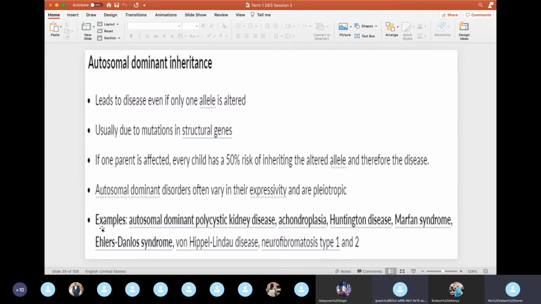Do I need to know the examples of autosomal dominant inheritance? Yes, right? So look at the examples of the diseases. Tell me something that you've discussed. Did you talk about ADPKD, autosomal dominant polycystic kidney? No. Achondroplasia? Yes, we did. So what is achondroplasia?